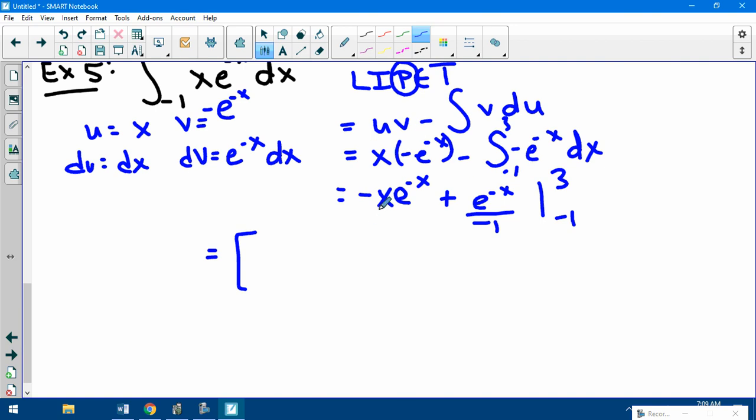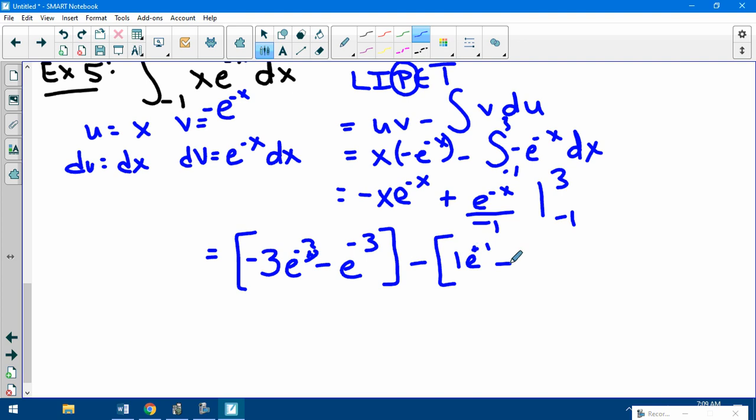So it's going to be -3 e to the -3. Let's just make that a minus in the middle there. Minus e to the -3. Subtracted from, plug in -1. A negative -1 would be +1 e to the -1, which again is positive. Minus e to the -1 is e to the first.